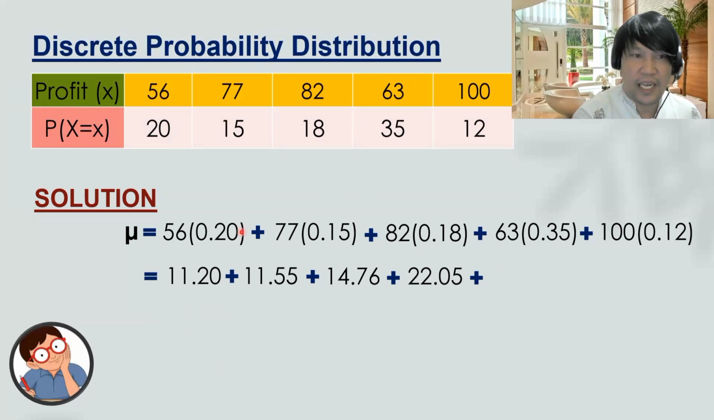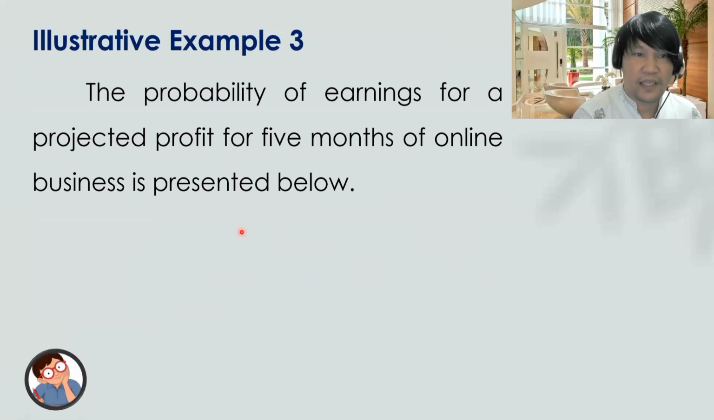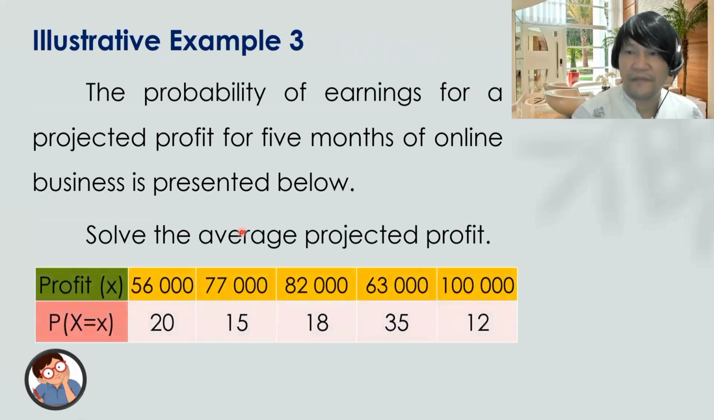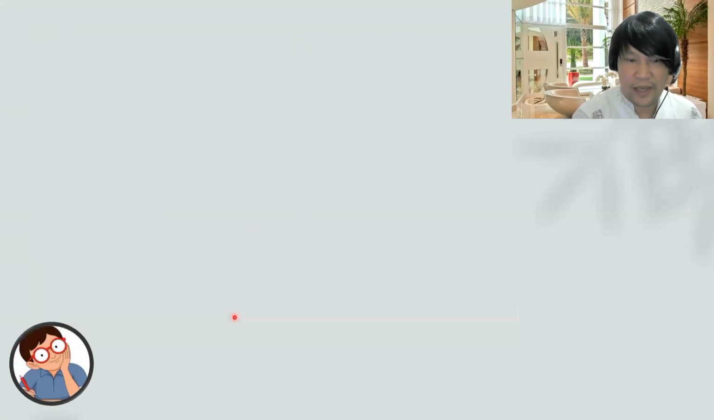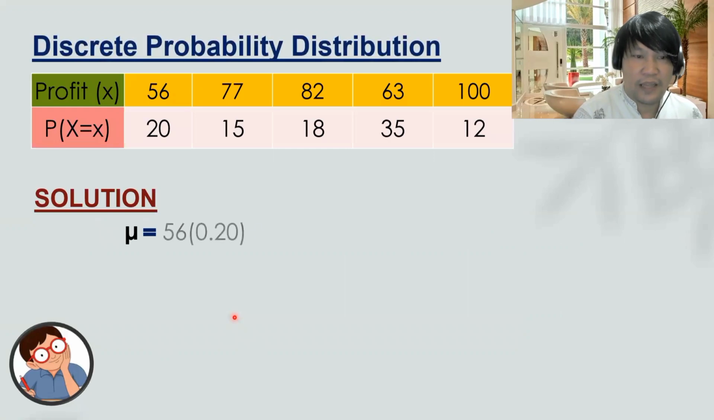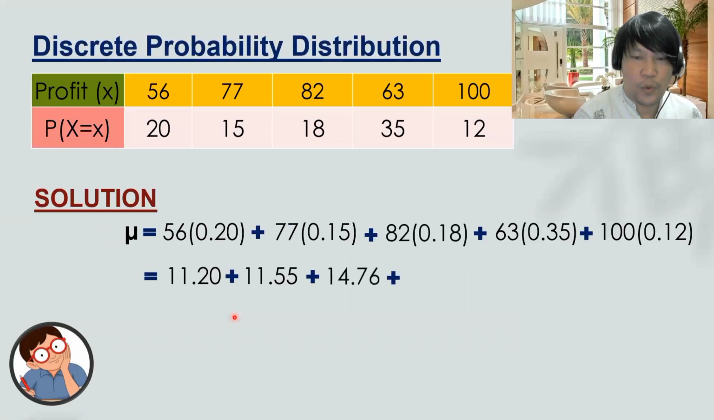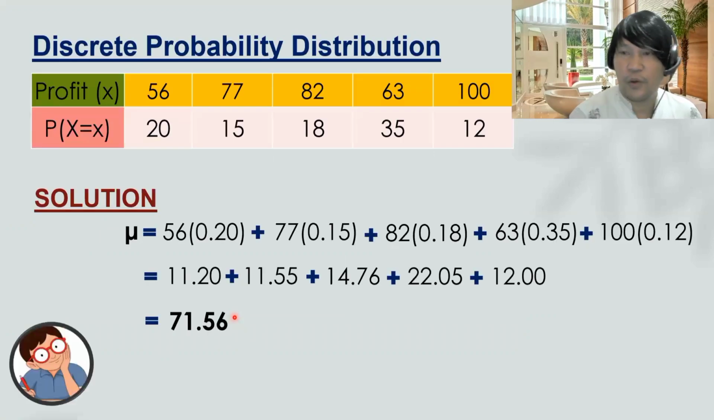Okay, because 56 originally, 56 was equal to 56,000. 77 into 77,000. Okay, and the rest. That's why in number 3, our answer is equal to 71,560 pesos. Okay? Don't forget to write the monetary symbol for our problem number 3.